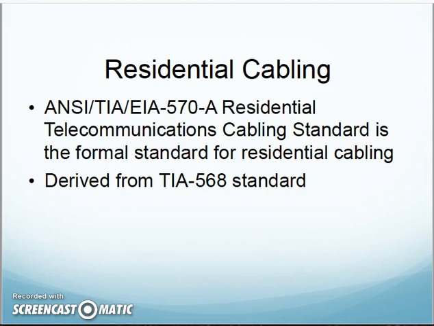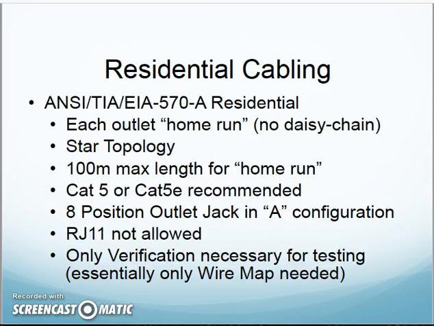One of the last things they talk about here is your residential cabling. There is actually a 570 standard that spells out how residential wiring should be done. And this is derived from your 568 standard. There's a lot of similarities here. A couple of the highlights that I pulled out is each outlet should be its own little home run. There's no daisy chaining of phone lines anymore like that used to be done. So each phone or phone line is its own home run back to the phone switch or the phone box, if you will. Star topology, they have the 100 meters max length for the home run.